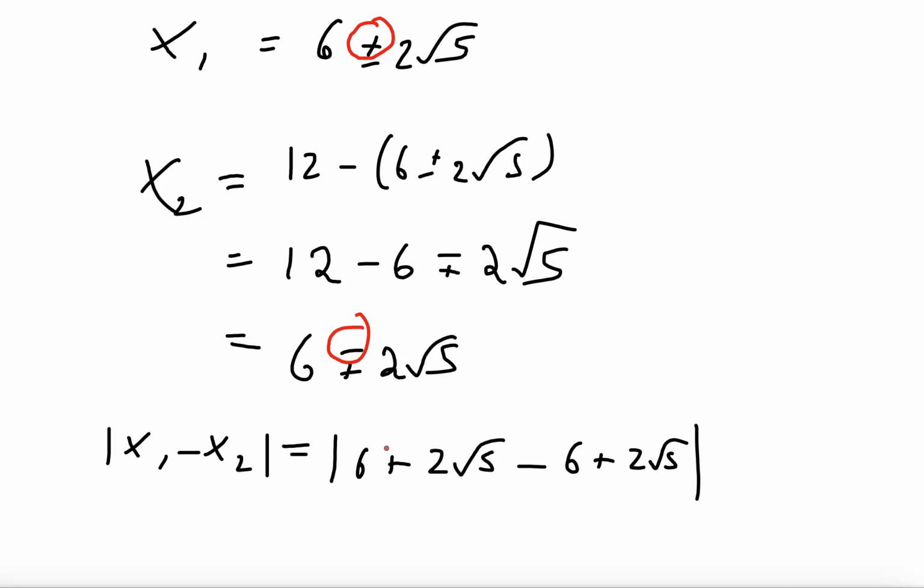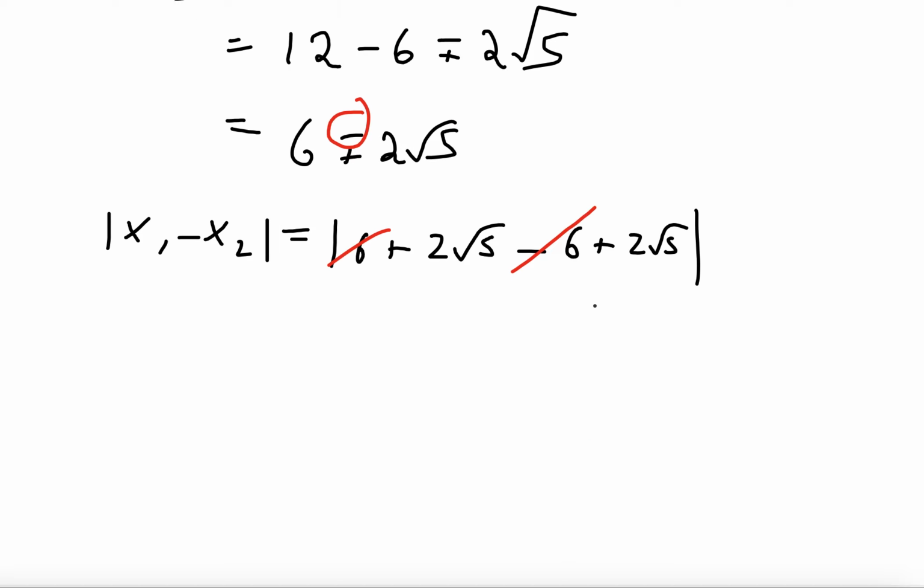And here you can see that the 6's cancel out. And we're left with 2 root 5 plus 2 root 5, which is equal to 4 root 5. And the absolute value of 4 root 5 is already positive, so it's the same thing as saying 4 square root of 5. And that's the answer.